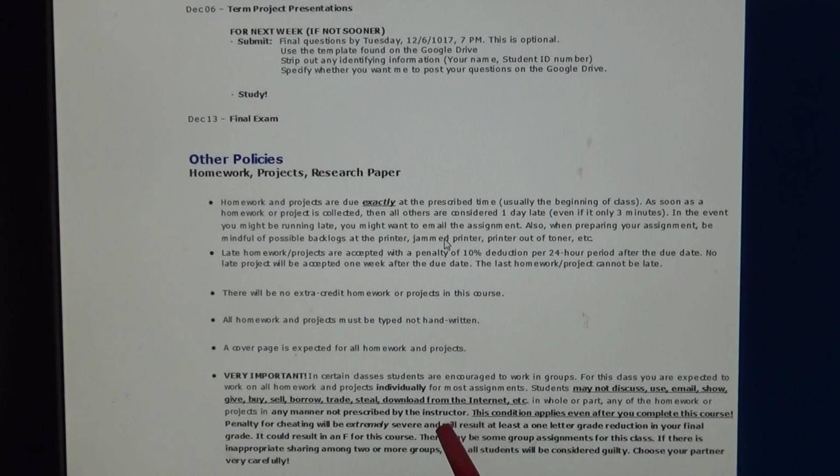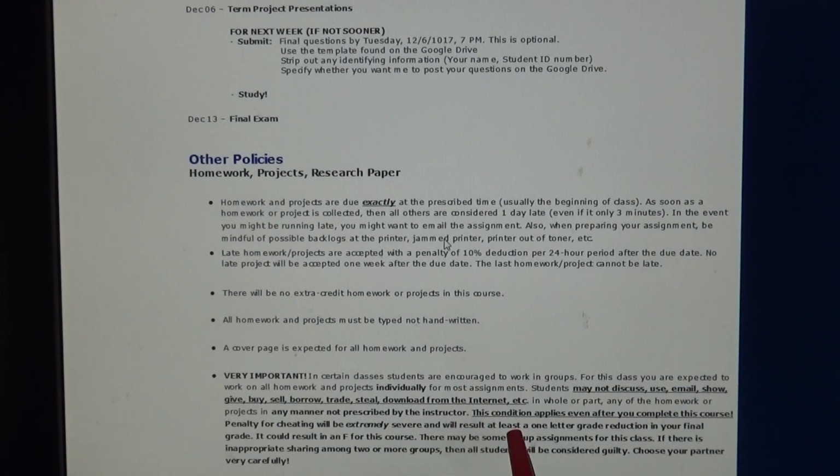Now, things that can happen, you might get an F in the class. I mean, it could be very severe, or you can get a 0 on the assignment, and things like, you get a 0 on the assignment, you don't get a curve on the midterm or the final, and you don't get a curve in your final course grade.